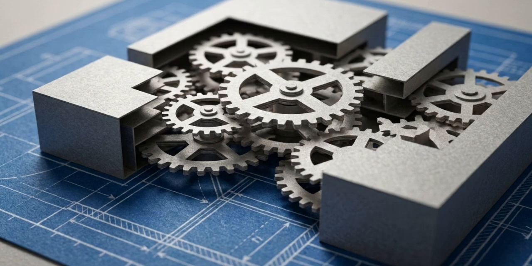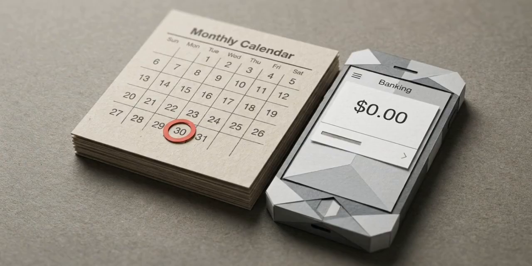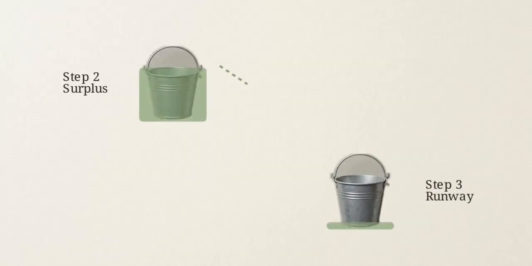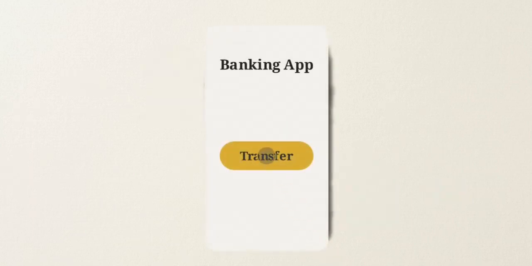Now that we have the data, we need a system. If you try to save whatever money is left at the end of the month, you will likely end up with nothing. We are going to take a portion of the positive cash flow surplus we found in Step 2 and use it to build the financial runway we calculated in Step 3.